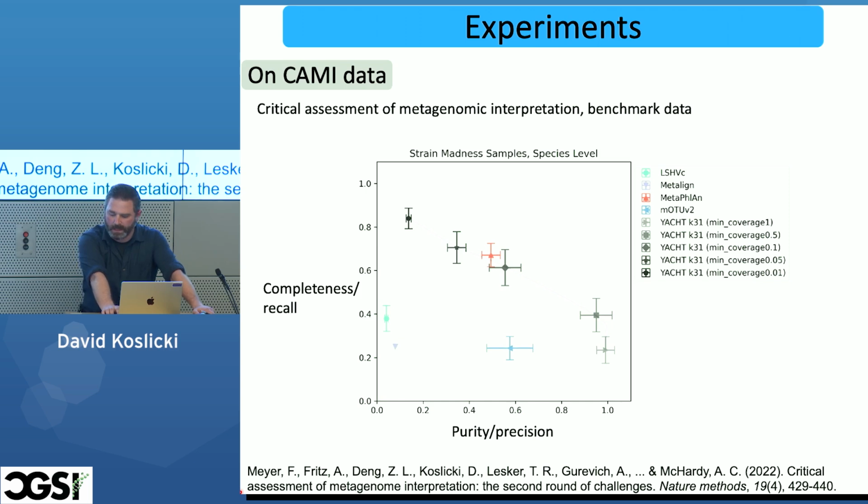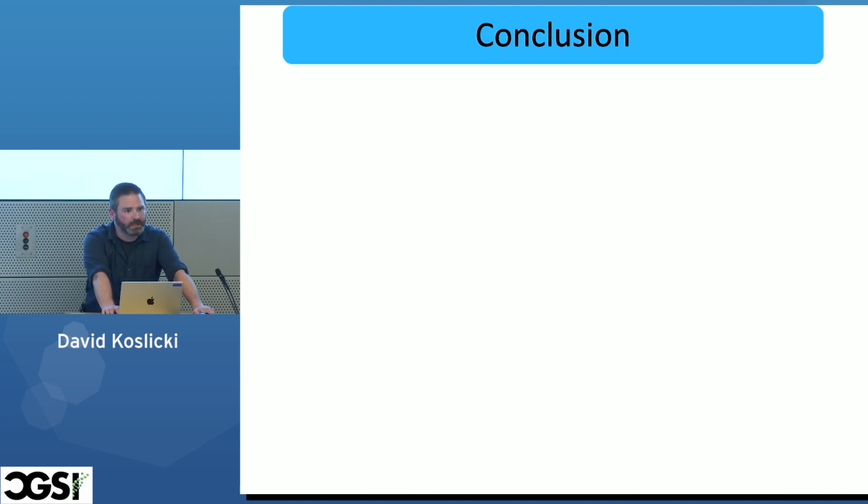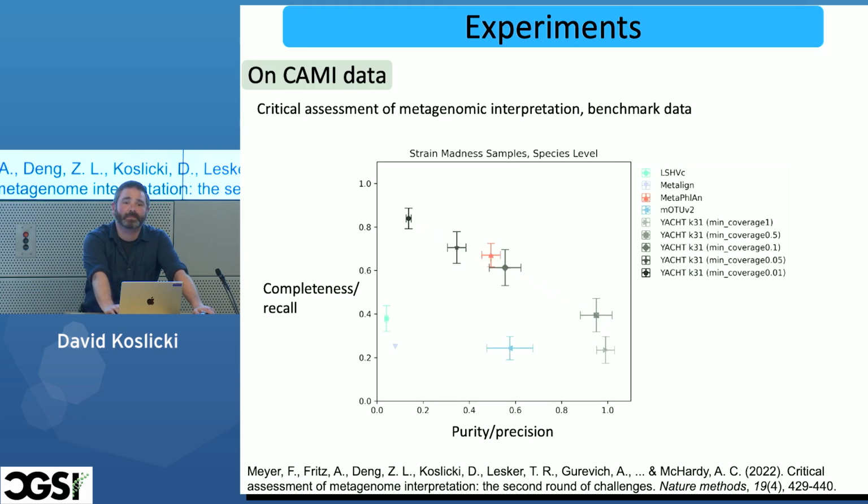Great. I anticipated more questions than this, so I think I'll be able to get us back on time because I want to talk just now in the conclusion about, oh, yes, question, yay. Is there a way to control for different species having different mutation rates, so they're not going to have the same level of difference from the original reference?